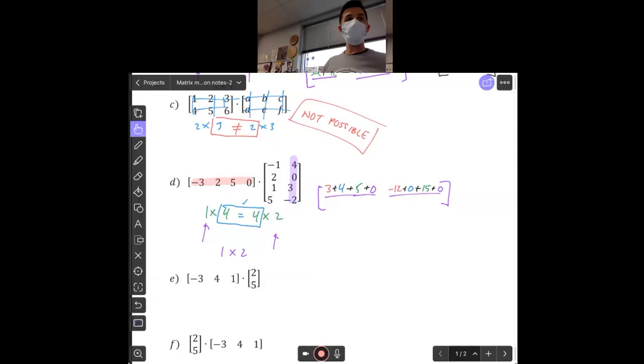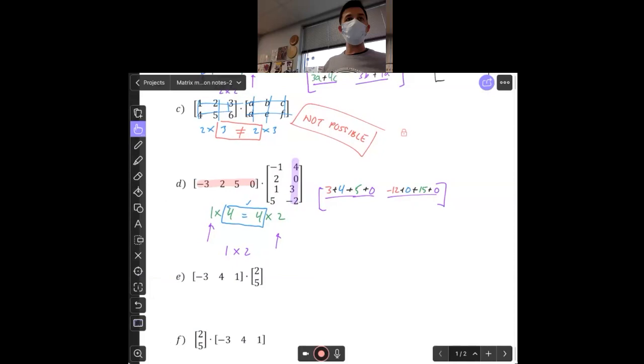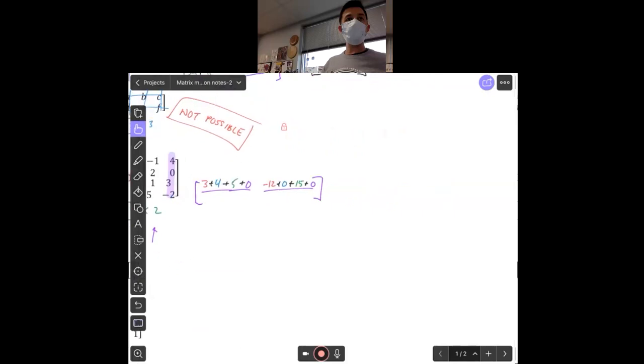Now I worry about the answer, right? Now I'm done. All my spots are filled. I did one row times both columns. That's all there was. Now I go and do that addition. 3 plus 4 is 7, plus 5 is 12. -12 plus 15 is 3. So there's our product.